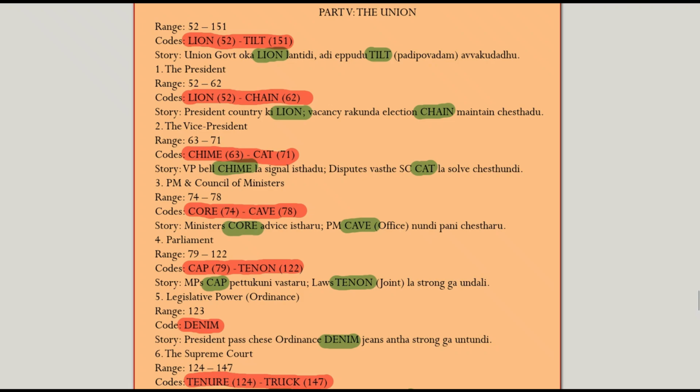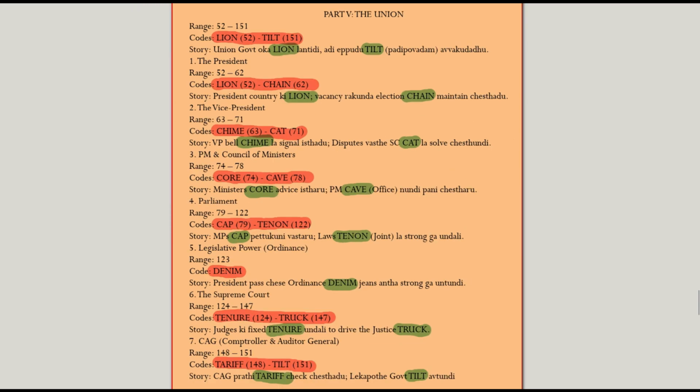So you can see here, let me zoom out. So yeah, here you can see part 5 completely. So part 5 stands for union. In this you can see the range starts from 52 to 151. So if you want to remember this range irrespective of any sequence, anything, you just need to remember two words: lion and tilt. Lion and tilt.